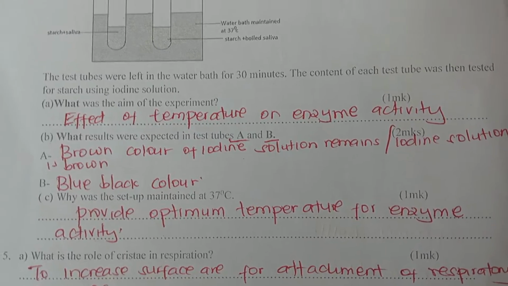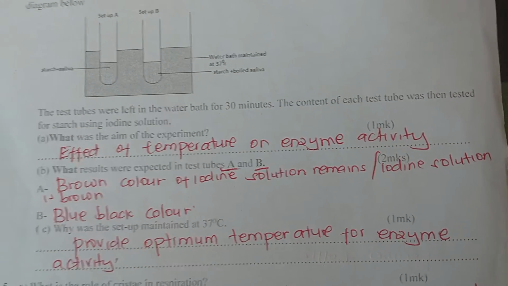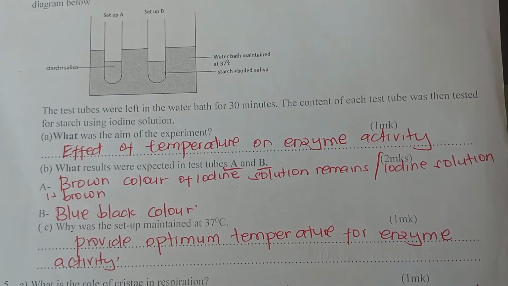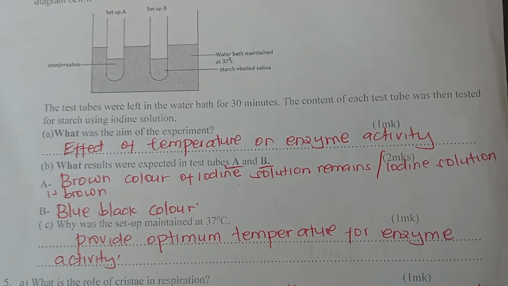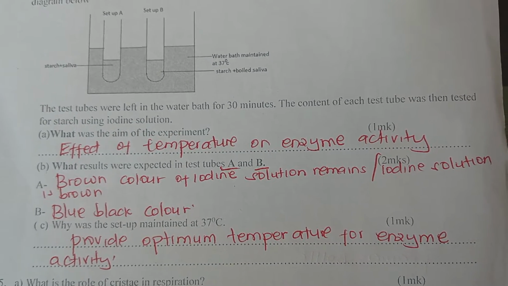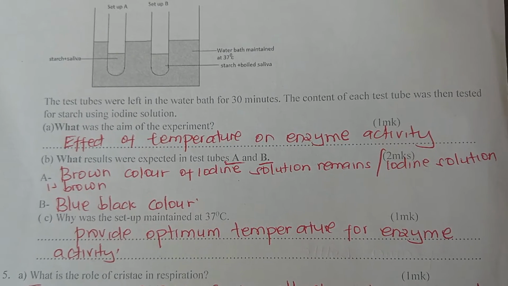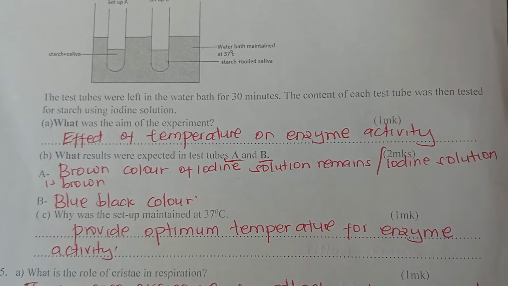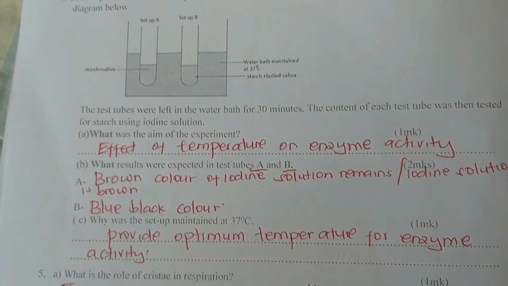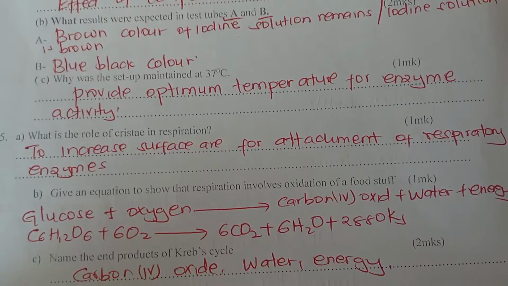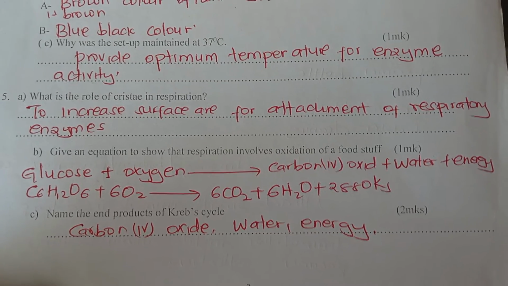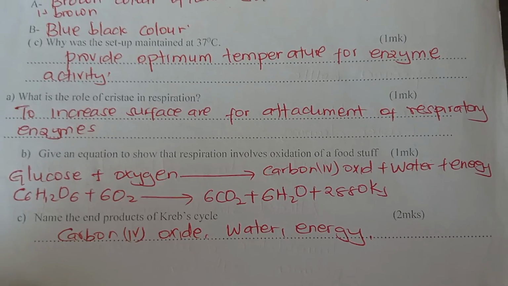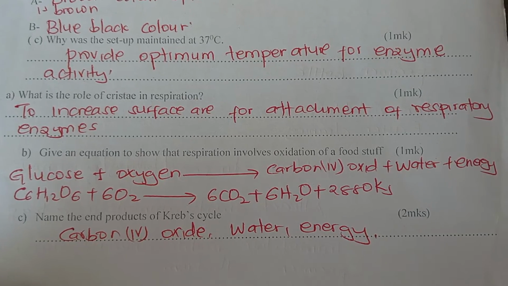What result was expected in test tube A and test tube B? In test tube A, you expected the brown color of iodine solution to remain because starch is absent. Whereas in test tube B, a blue-black color would be there because the enzyme amylase will be denatured because you have boiled saliva there. How was the experiment setup maintained at 37 degrees Celsius? That is to provide optimum temperature for the enzyme. Most enzymes work best at 37 degrees Celsius.